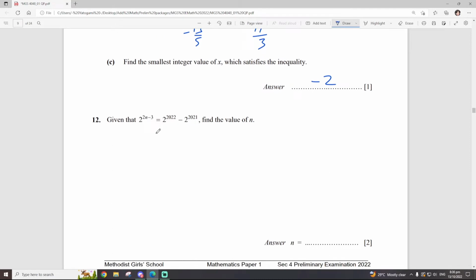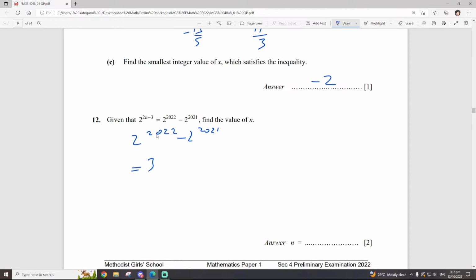Given this, find the value of n. Okay, so 2 to the power of 2022 minus 2 to the power of 2021, sorry, you'll actually notice that 2 to the power of 2022 is 2 to the power of 2021 times 2. So this is actually 3 times of, actually no, how should I approach this? Okay, never mind. We'll continue with this.